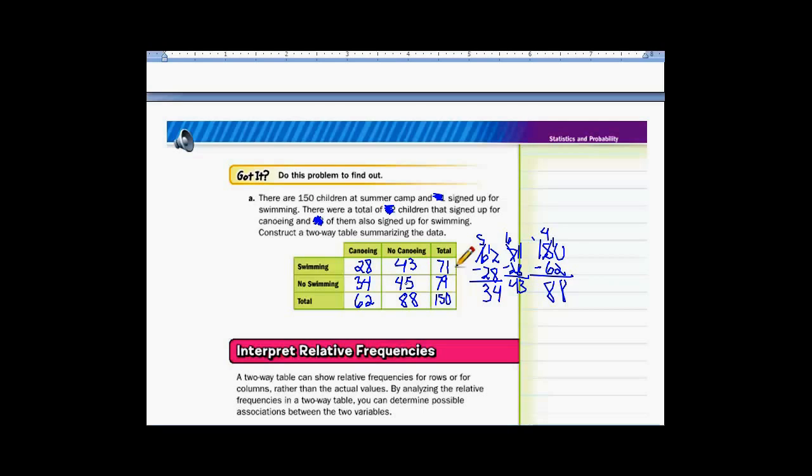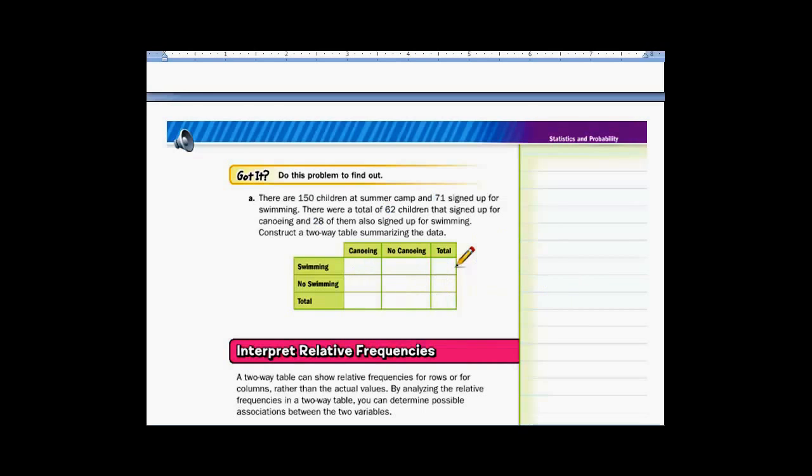45. And again, you can check all of these because all of these rows: 28 plus 43, 71. 34 plus 45, 79. 62 plus 88, 150. Not only do rows add up, but columns: 28 plus 34, 62. 43 plus 45, 88. 71 plus 79, 150. These add up to 150. Everything has to balance, kind of like your checkbook is supposed to.